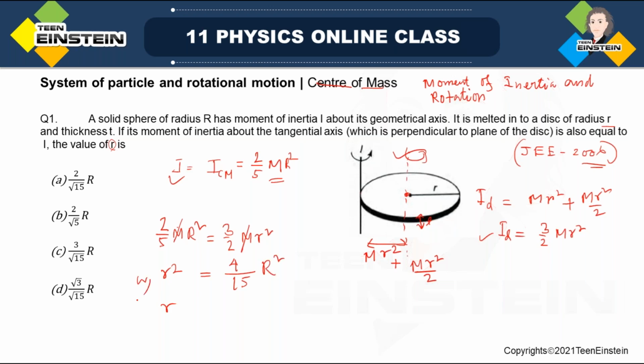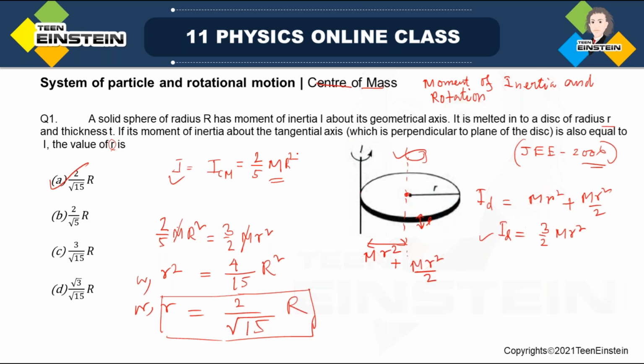So R will be 2 by square root of 15 into capital R. So this is the answer. So first option will be the correct answer for this question. Alright, so it was a very simple problem.